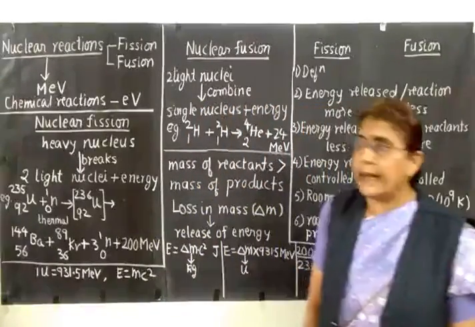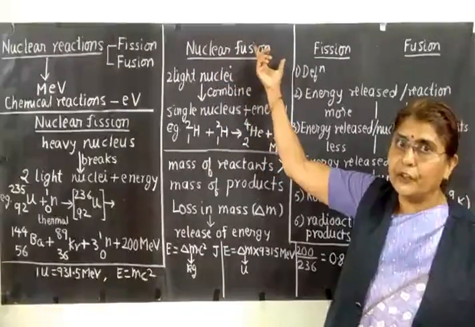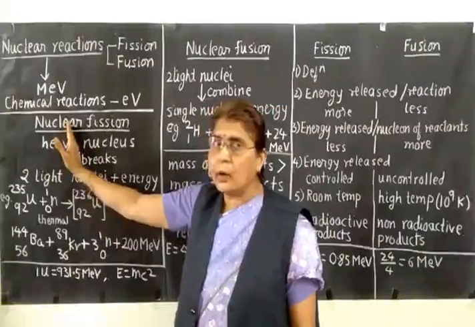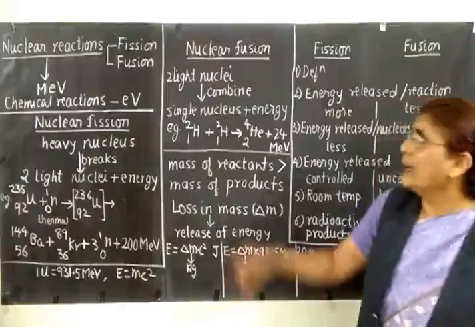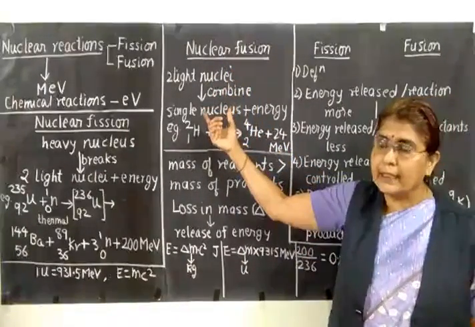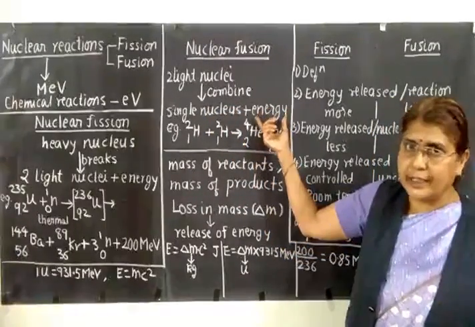Now let us go to the next one, where we shall define nuclear fusion. It is just the reverse: from two light nuclei we go to a single nucleus. So what is nuclear fusion? Two light nuclei combine to form a single nucleus and in this process energy is released.